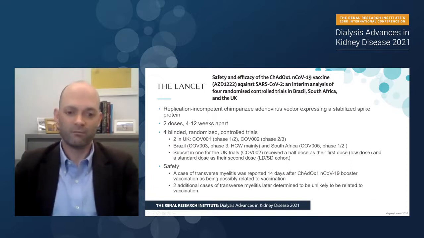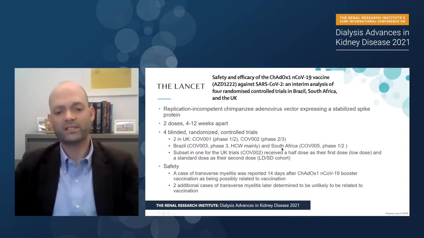In fact, there have been many trials around the world with this vaccine, and the one published in The Lancet late last year included 4 blinded randomized controlled trials, 2 of which were carried out in the United Kingdom: COV001, which was a phase 1 and 2, and COV002, which was a phase 2/3 trial. There was one in Brazil, COV003, which was a phase 3, including mainly healthcare workers, and one in South Africa called COV005, which was a phase 1/2 study.